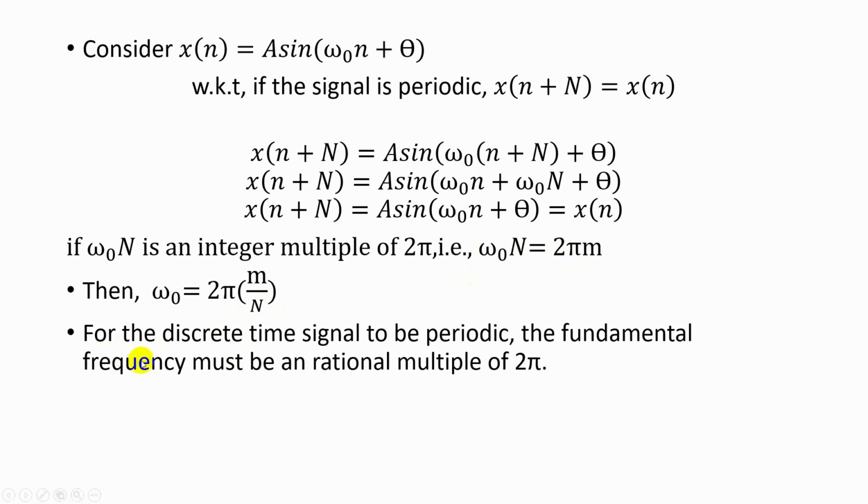Therefore, for the discrete time signal to be periodic, the fundamental frequency must be a rational multiple of 2 pi. Now, the fundamental period N is equal to 2 pi m by omega naught. That is what is represented here.